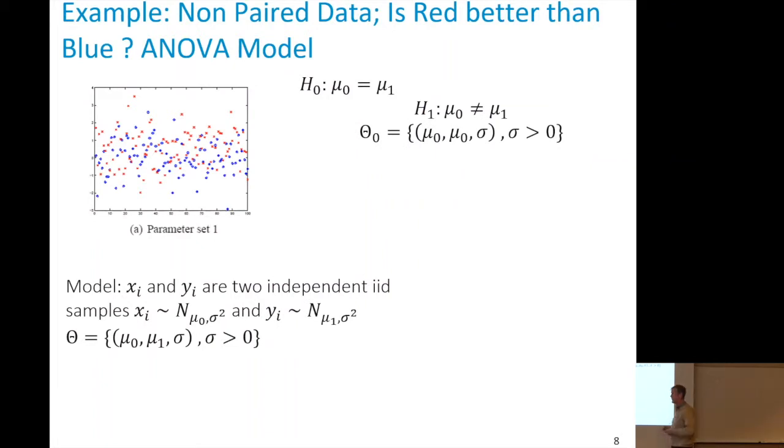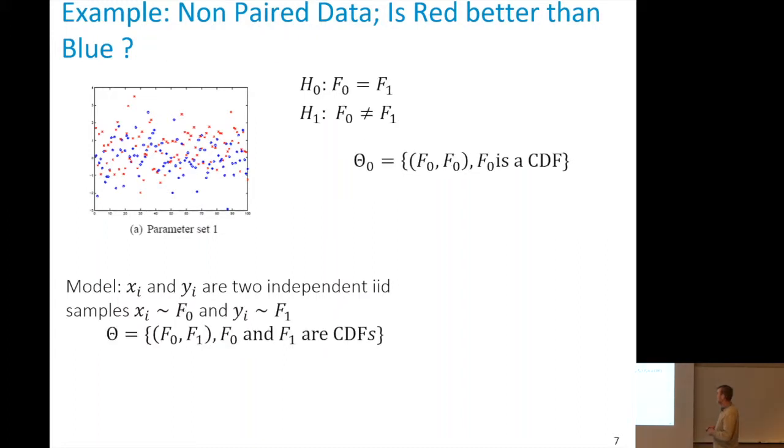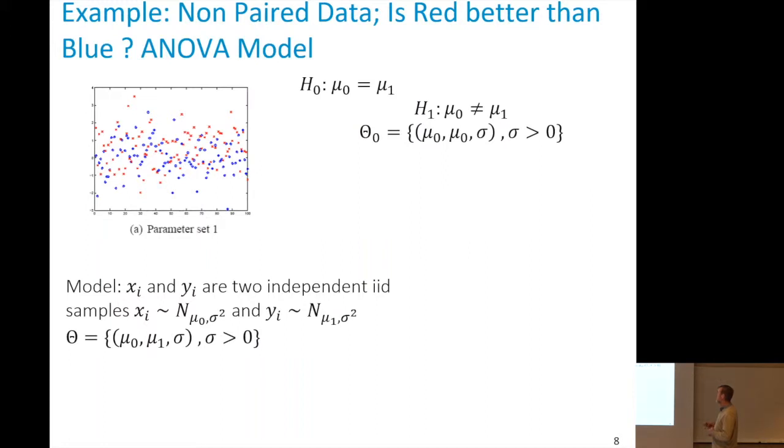Here's another variant of this. This one has a name. We will see tests of this kind, but before, let's do this variant, which is called the ANOVA model. ANOVA stands for Analysis of Variance. The ANOVA model assumes the following. We assume X and Y are two independent IID samples, but we assume that they come from Gaussian distributions. The first one with a mean mu0 and a variance sigma square, and the second one with a mean mu1 and a variance also sigma square.